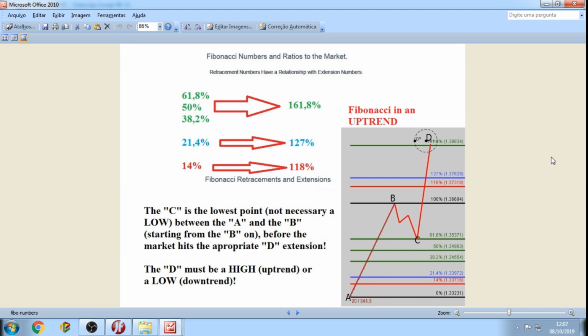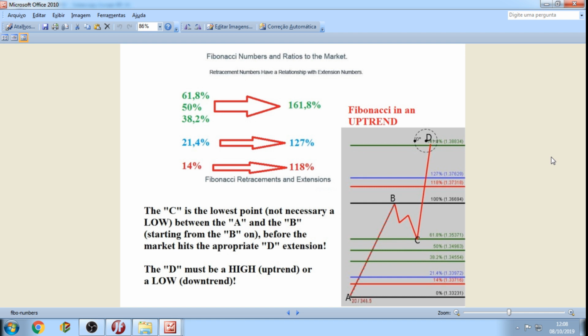But you can color code differently if you want. This is my style, my Fibonacci, okay? You can do it yellow, pink, whatever, dark blue, black. And again, remember, the C is the lowest point, not necessarily a low, between the A and the B, starting from the B on, before the market hits the appropriate extension. Thank you, Miguel. And remember, the D must be a high in an uptrend or a low in a downtrend.